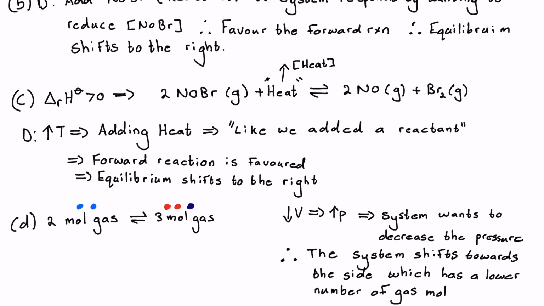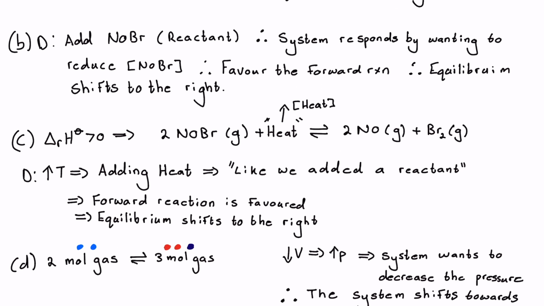If we increased the volume and the pressure decreased, the system would of course want to do the opposite. It would want to increase the pressure again, and hence it would shift to the side that has more gas molecules, in other words to the right. Okay, so that's what you need to remember. Volume is connected to the pressure, and that's how you judge that.